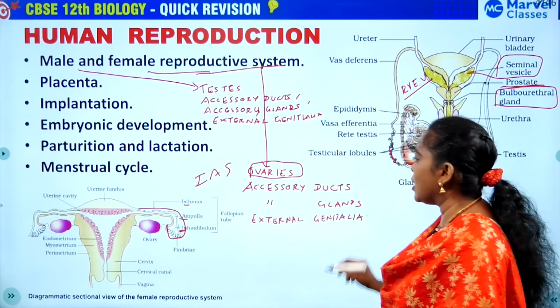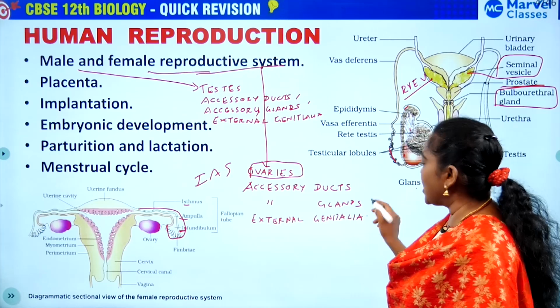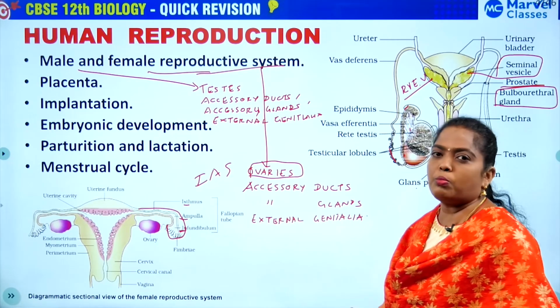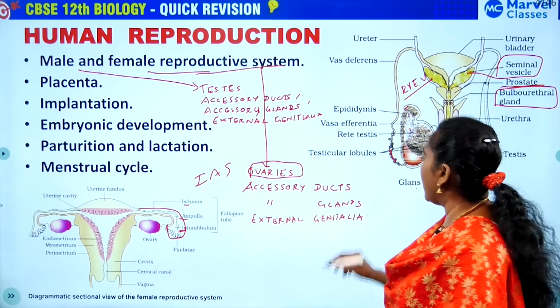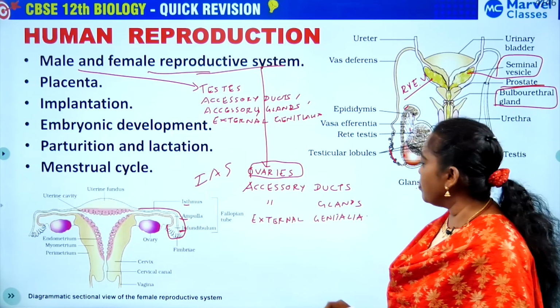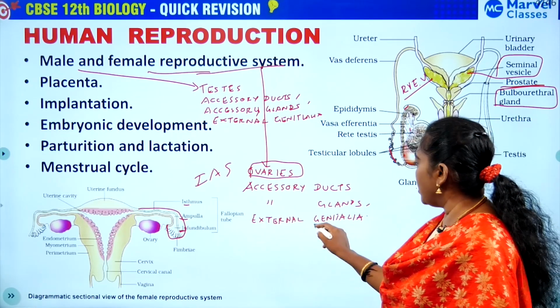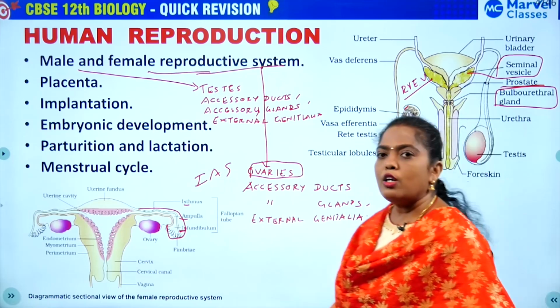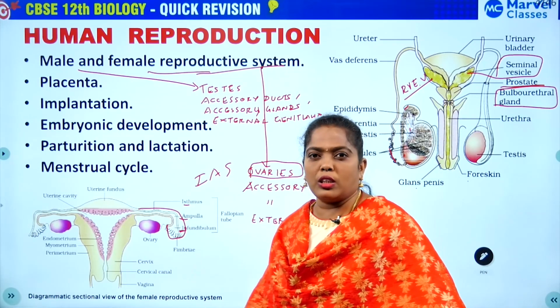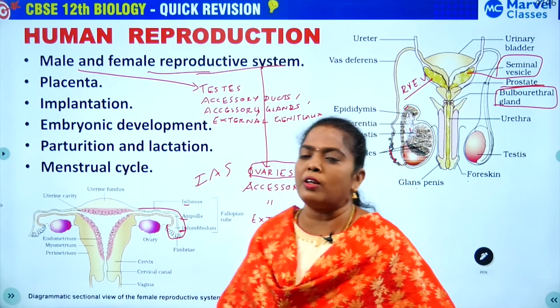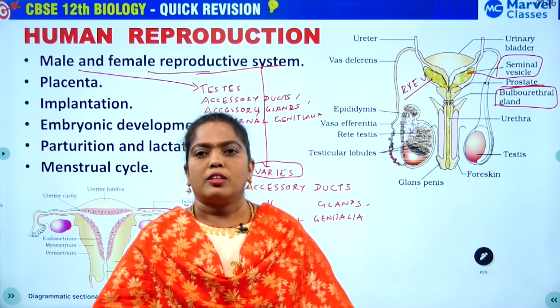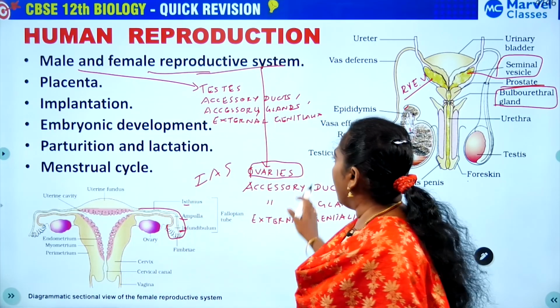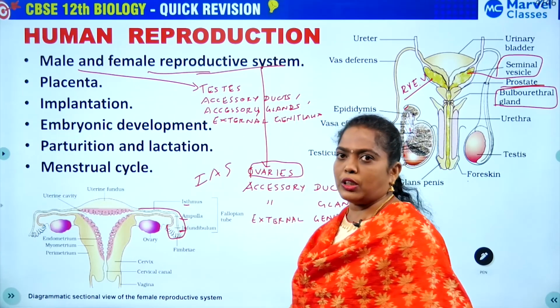Then the glands are the mammary gland and vestibular glands. In the vestibular gland it is Bartholin's and Skene's gland. So that you have to remember. Then the external genitalia are the mons pubis, clitoris, labia majora, labia minora and the hymen. These are the structures in the female reproductive system.